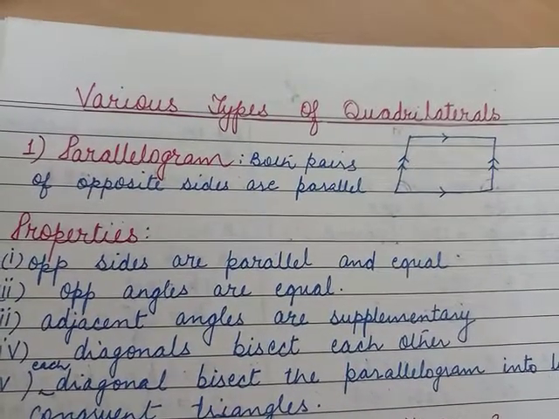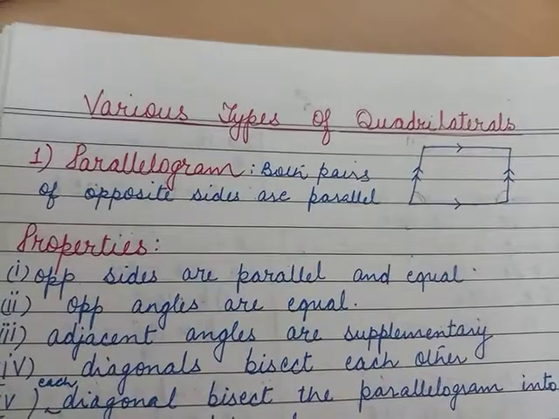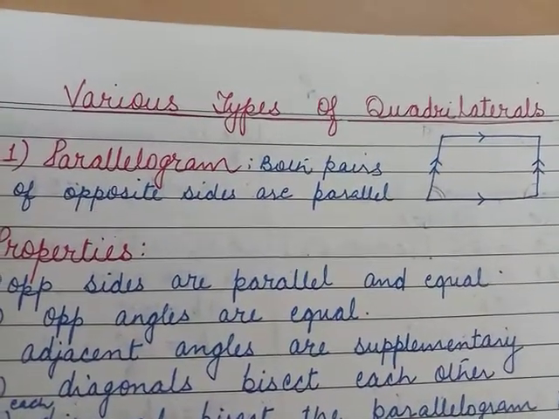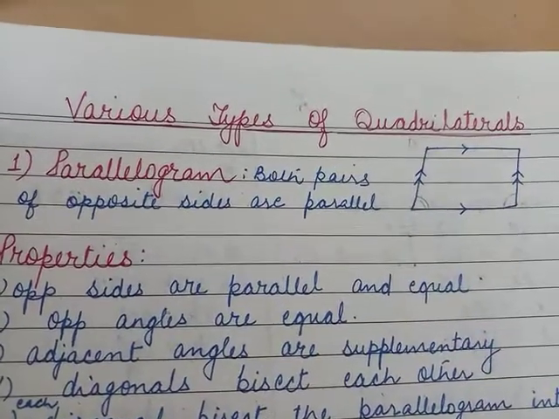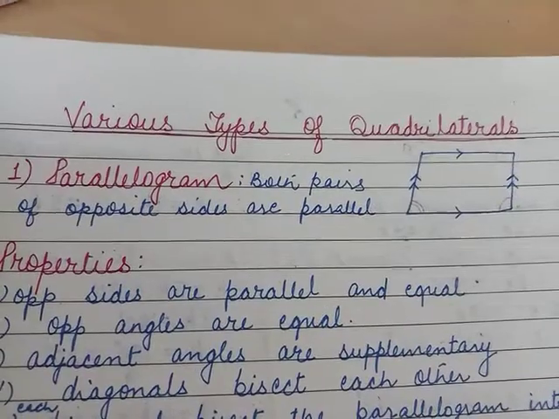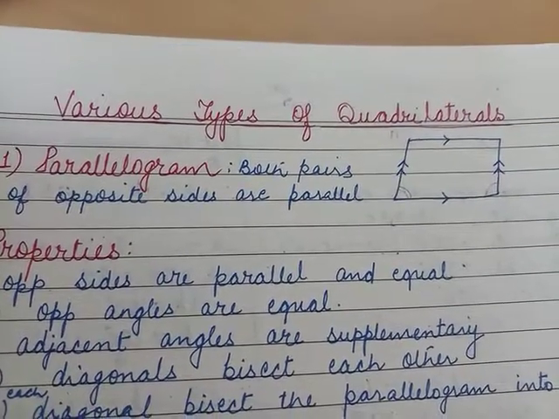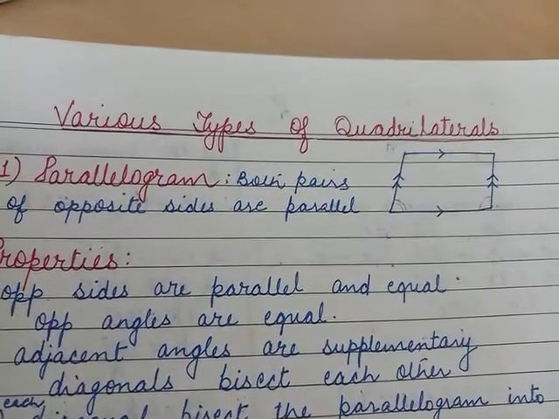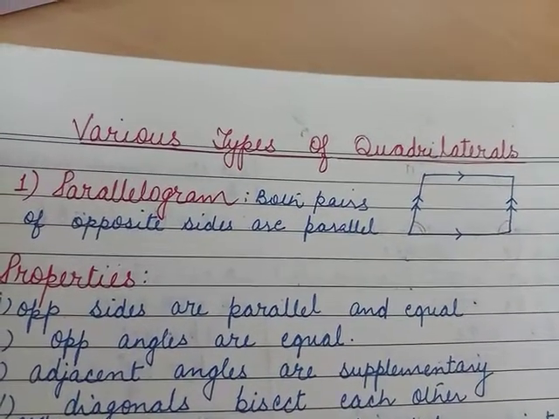A very warm welcome, students, to another session of mathematics. Today I am going to discuss the various types of quadrilateral. In the previous session we learnt about the quadrilateral. What is a quadrilateral? We learned that any plane surface bounded by four line segments is known as a quadrilateral.